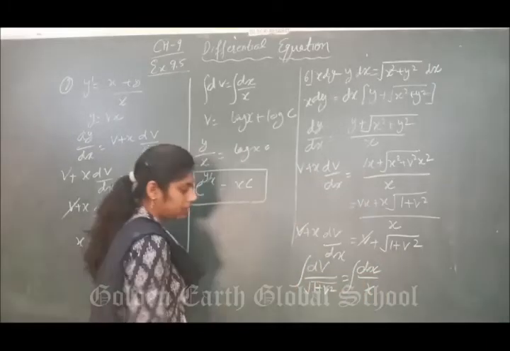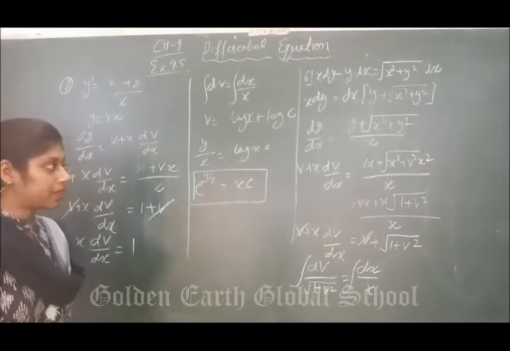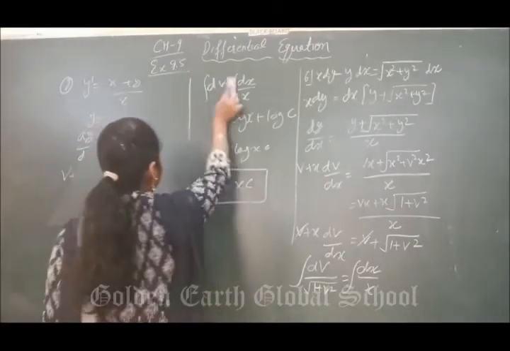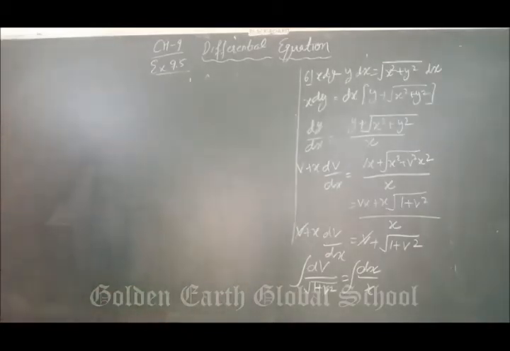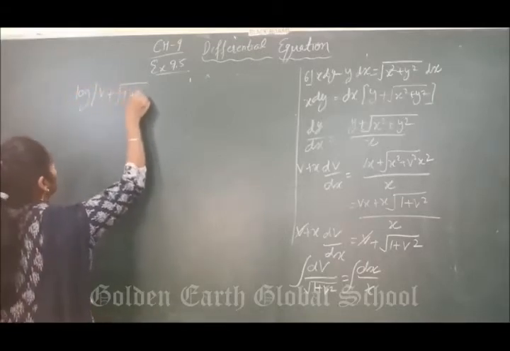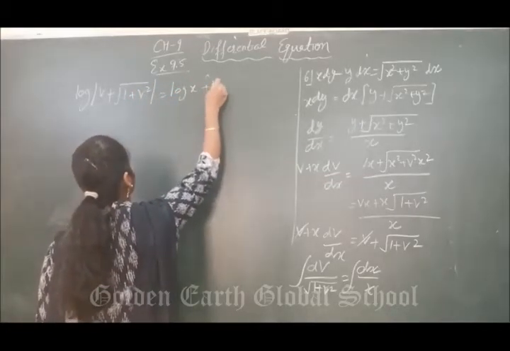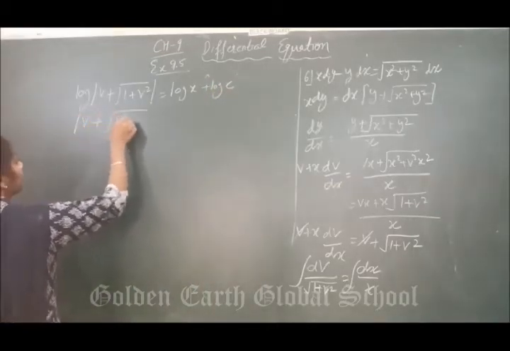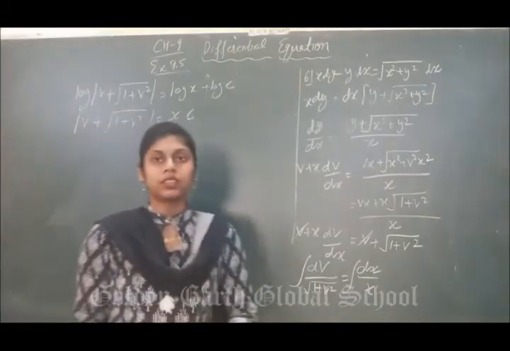Now take its integration. Integration of this term is log of v plus square root of 1 plus v square, equal to log of x, and for the constant term we can write log of c. Clear? So v plus square root of 1 plus v square is equal to x into c. Here v is equal to y upon x. Clear?